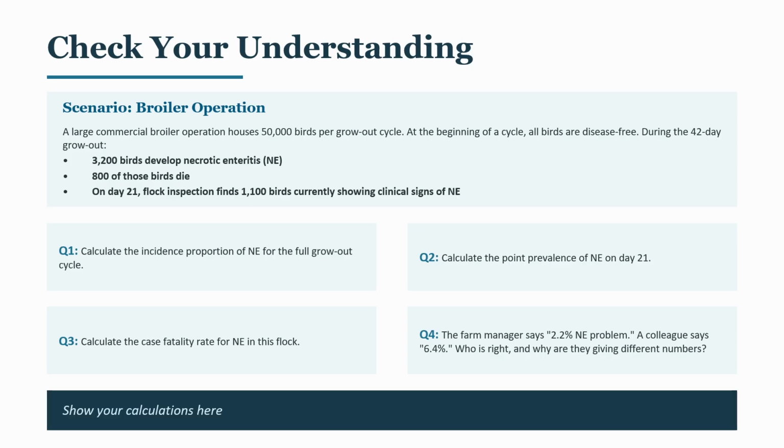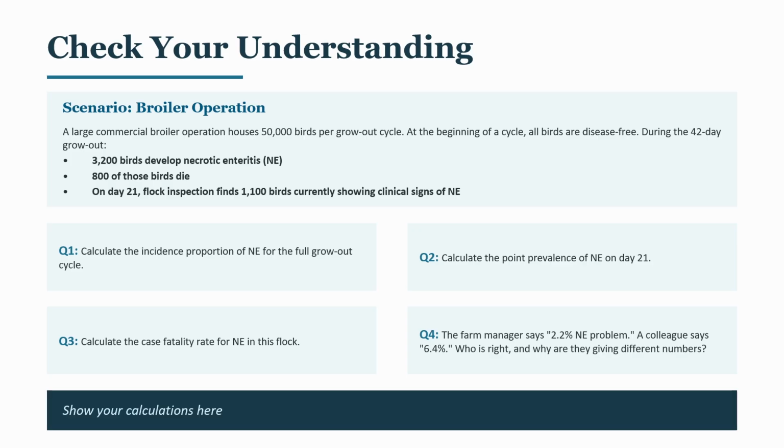Question 3, case fatality rate. Deaths equal 800. Total NE cases equals 3,200. CFR equals 800 divided by 3,200 times 100% equals 25%. Interpretation. 25% of birds that developed NE died. This is a measure of disease severity. NE with 25% CFR is a serious disease. Note that the population mortality from NE is 800 divided by 50,000 equals 1.6%. Very different from the CFR.